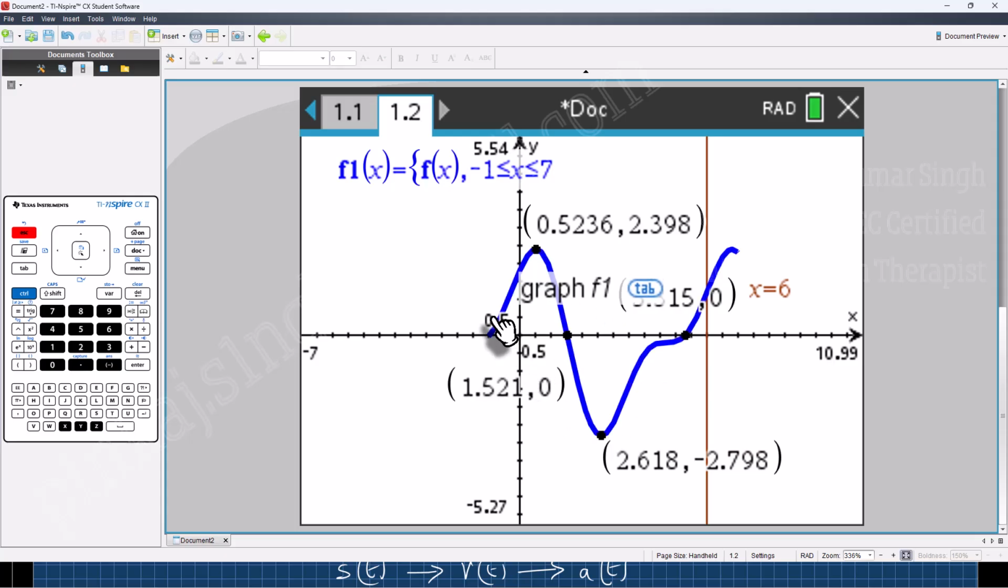What you also need to notice is that the function starts from here till this point. That's all you need to plot. You don't need to go above or below 0, and above 6. You don't need to go there.